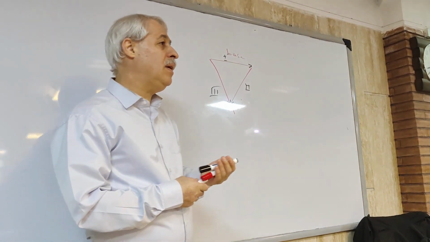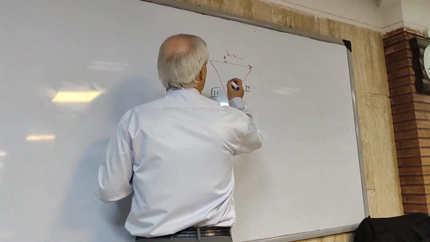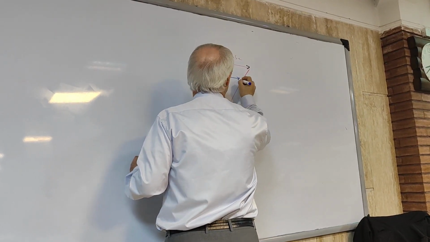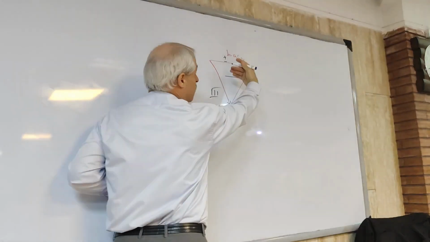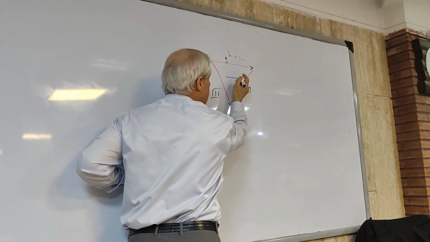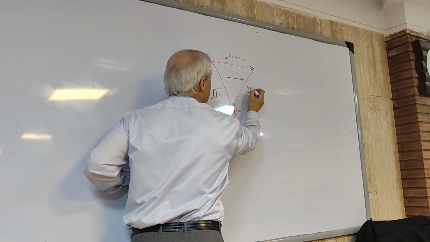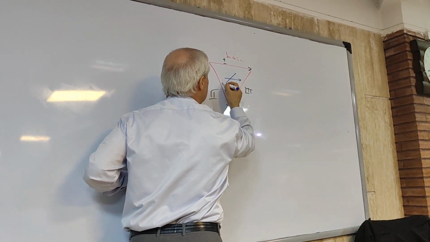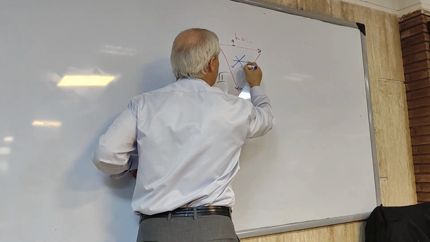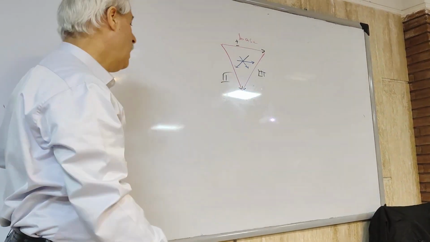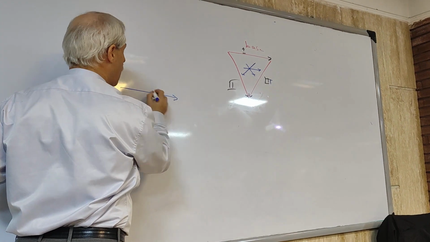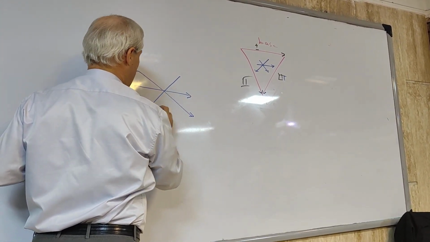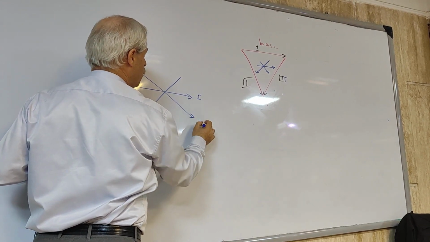Let me transfer the laterals to the center. This is limb 1, am I correct? Yes. Transfer to the center. This is limb 3, sorry, this is limb 3. Am I right? Limb 1, limb 2, 1, 2, 3.